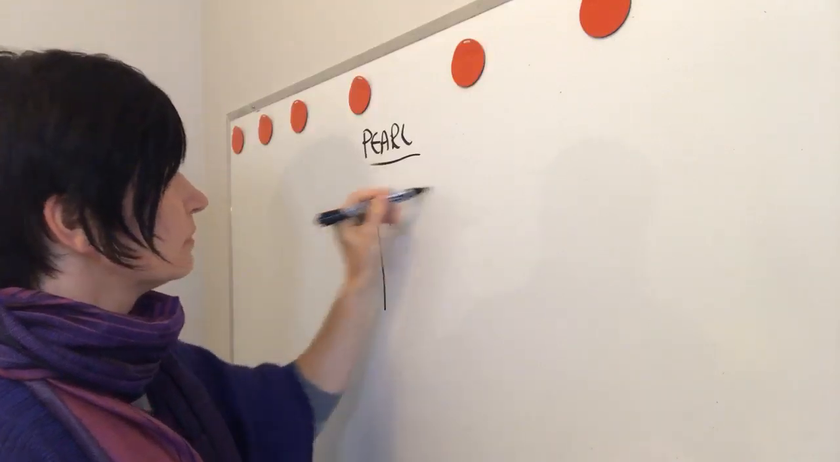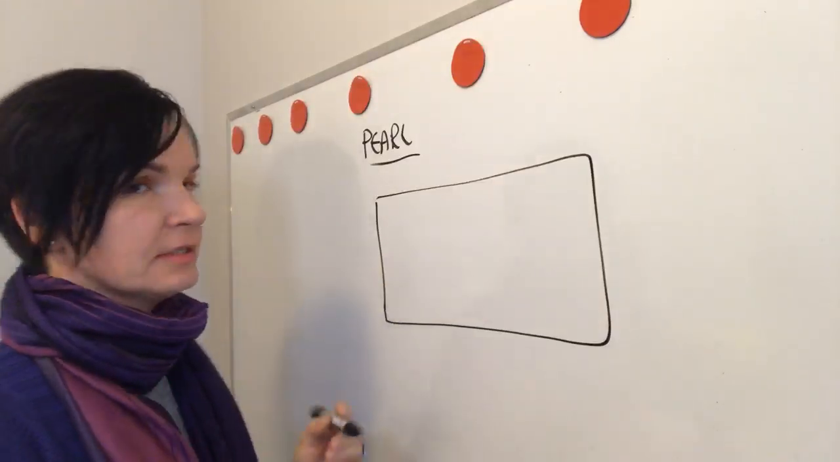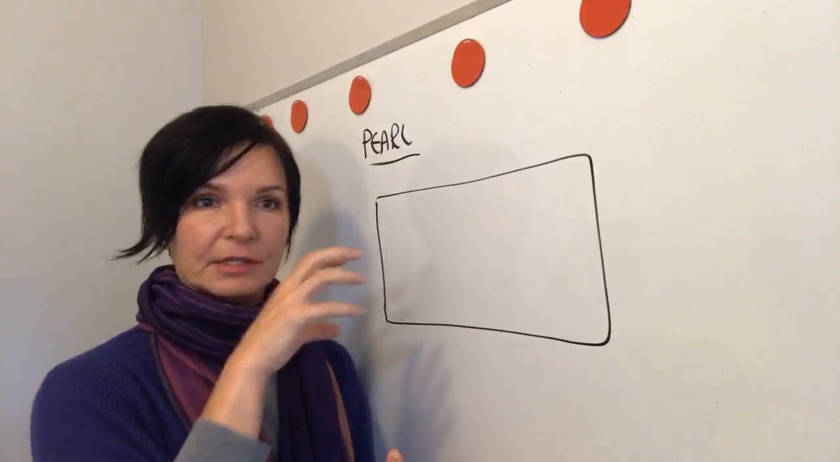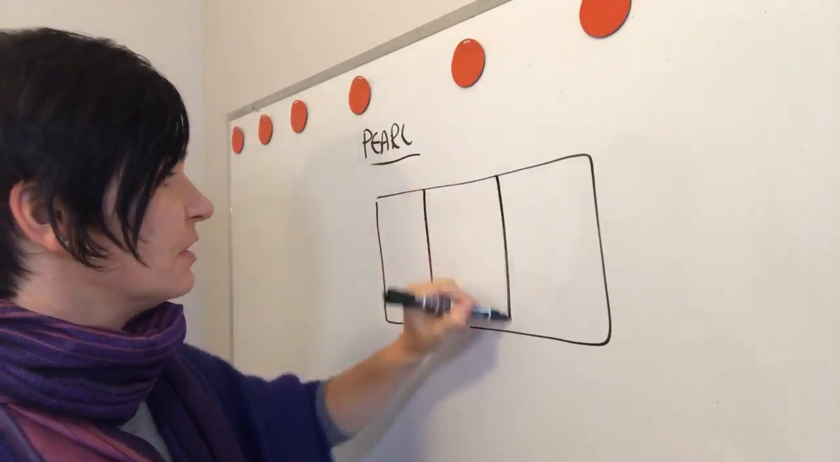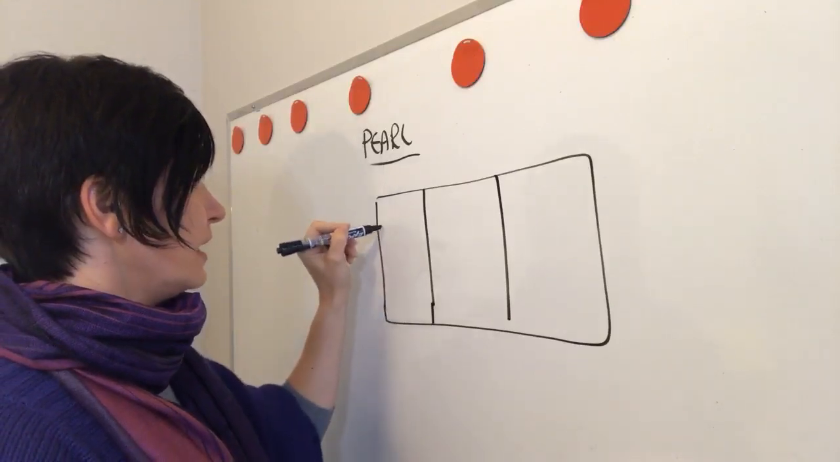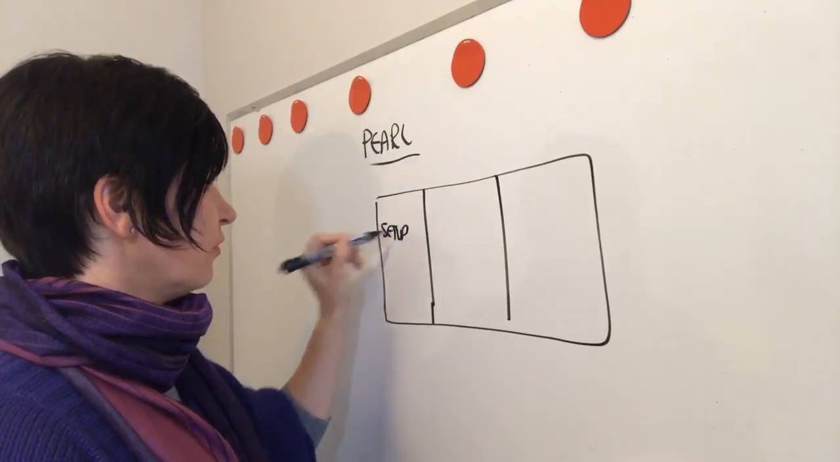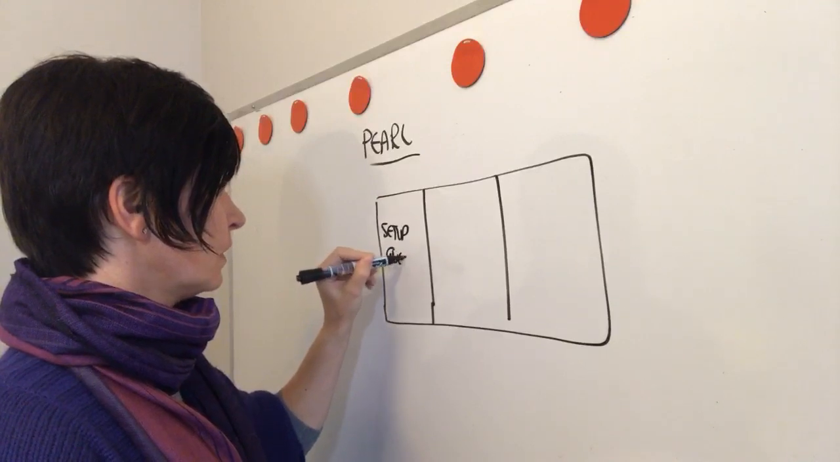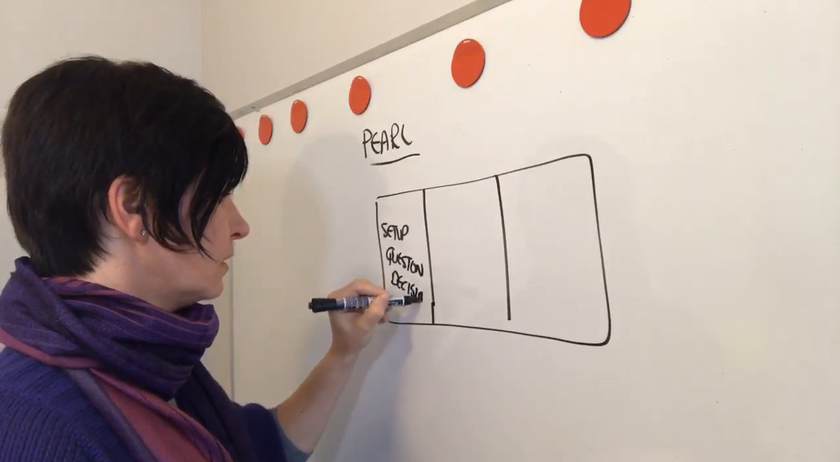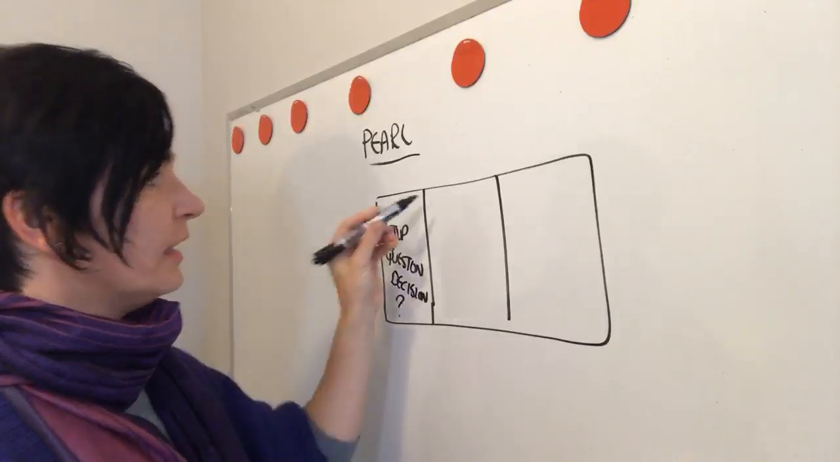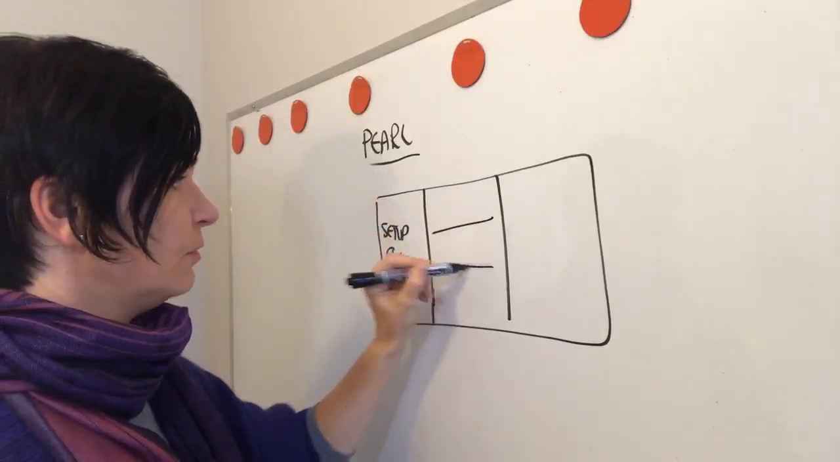A pearl, basically, it's this interactive story. The meat of it, right, is really just three things. We've got a setup for a question or a decision, and then options on how to solve it.